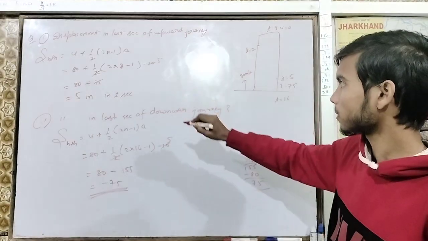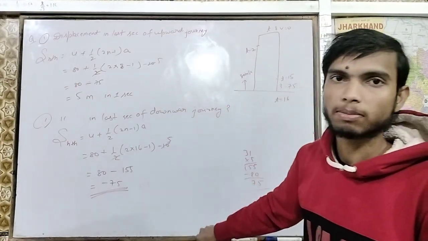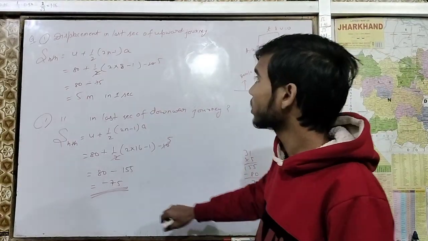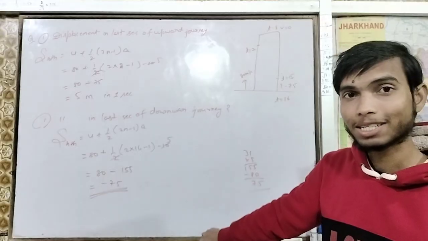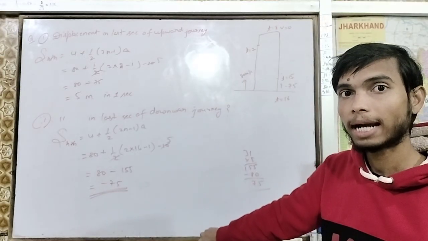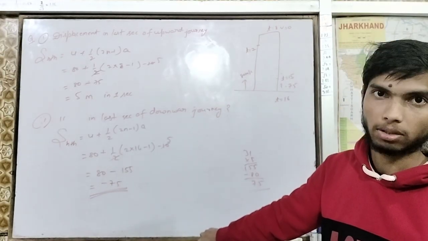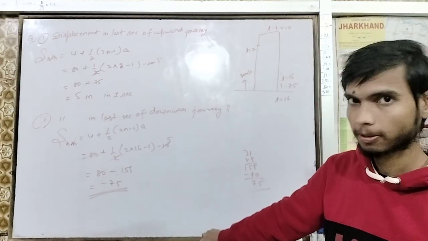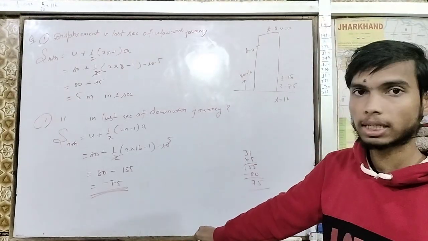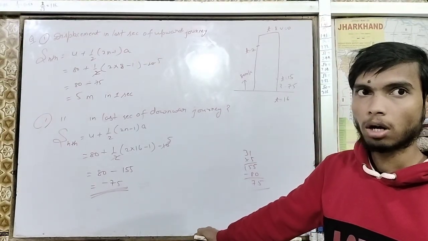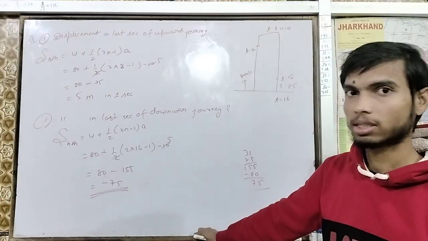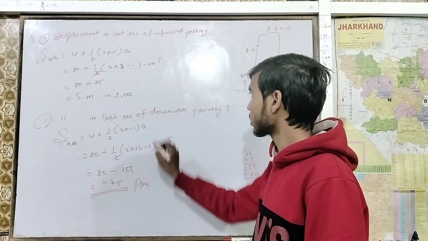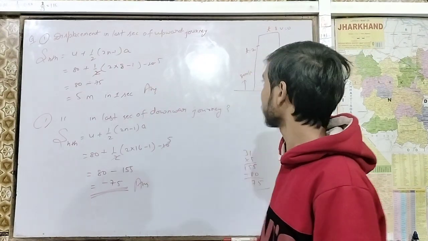These were the two things. There is a difference between them. In this question, it was asking what is the displacement in the last 1 second of the upward journey. And this second question is asking what is the displacement in the last downward second. So for this question this is your answer, for this question this is the answer.